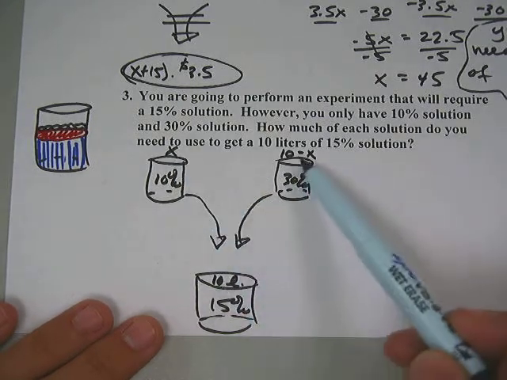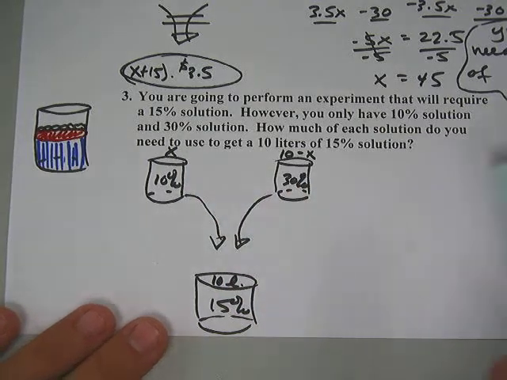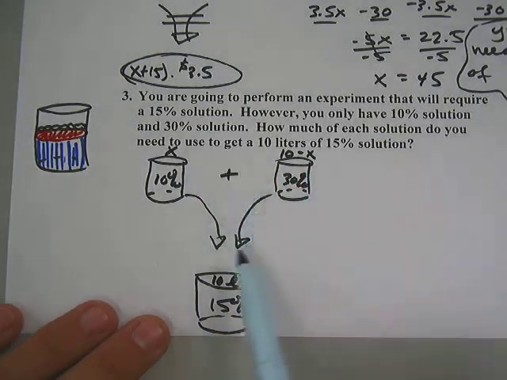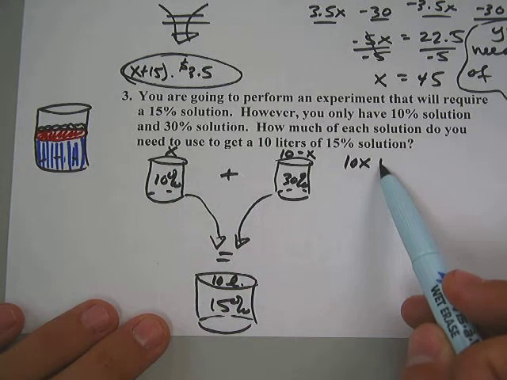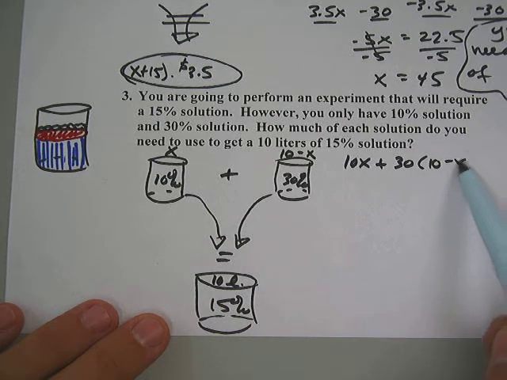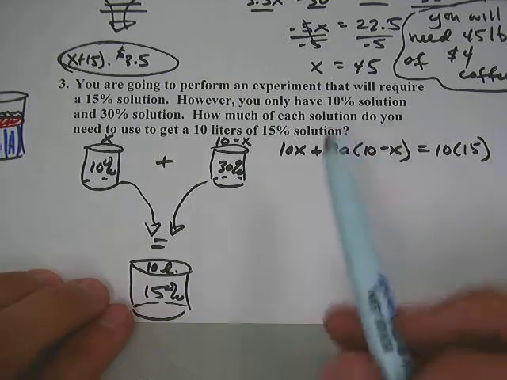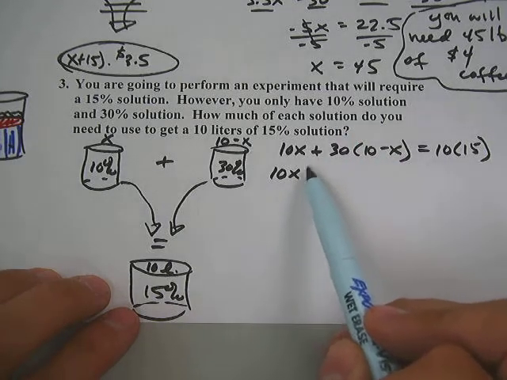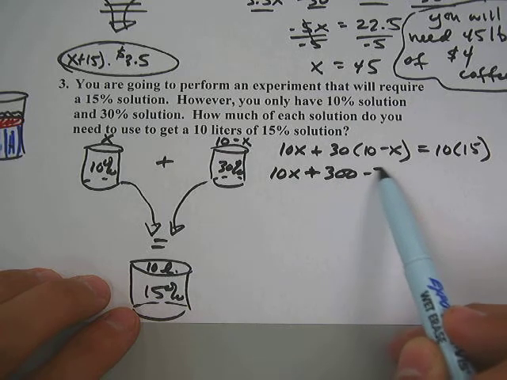And if this is x and the total has to be 10, that means this has to be 10 minus x right there. So if this is x amount, then this amount is going to be the total minus this. Now to write my equation, it's the same thing. I'm going to do 10 times x plus 30 times 10 minus x equals 10 times 15.